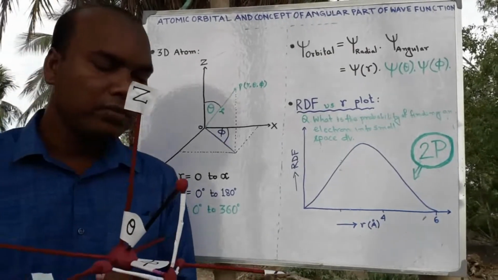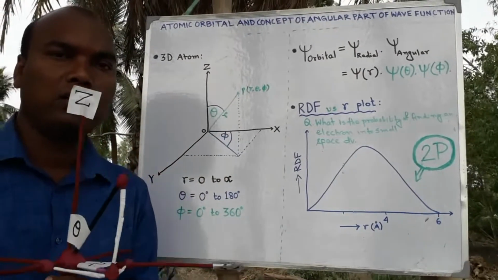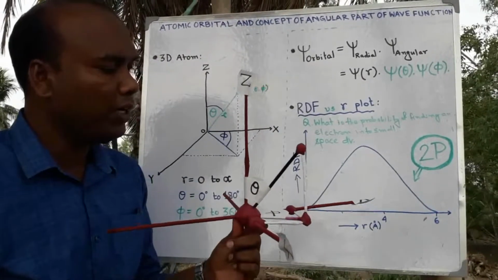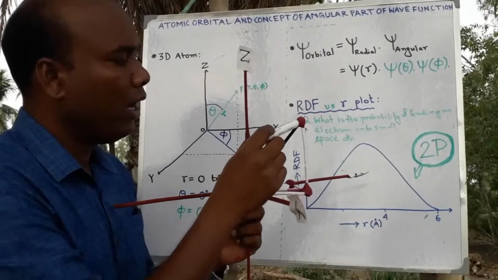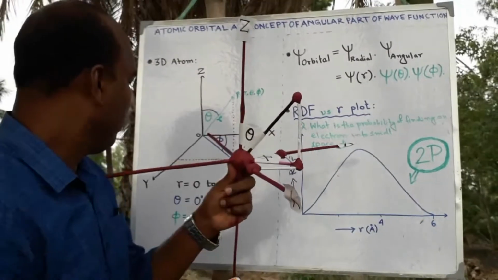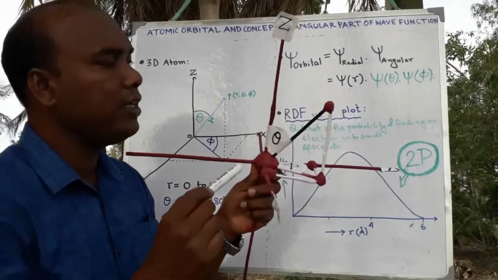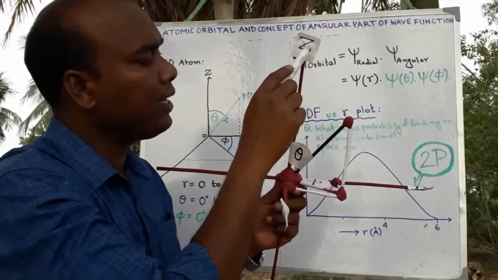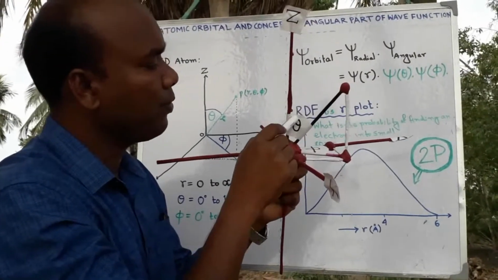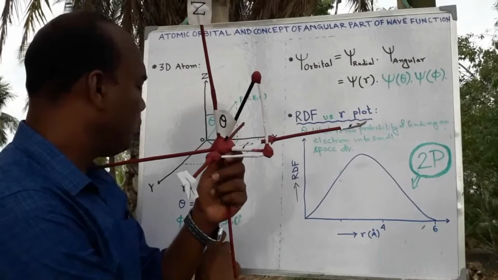Now, you know that any point P can be defined in the three-dimensional space as the function of r, theta, phi. What is r? This is your point P. r is the radial distance from the nucleus. So this is your r. Here the value of r is in between 0 to infinity. And theta is the angle between the z-axis and the radial vector r. So this is theta. In the polar coordinate definition, the value of theta is in between 0 to 180 degree.